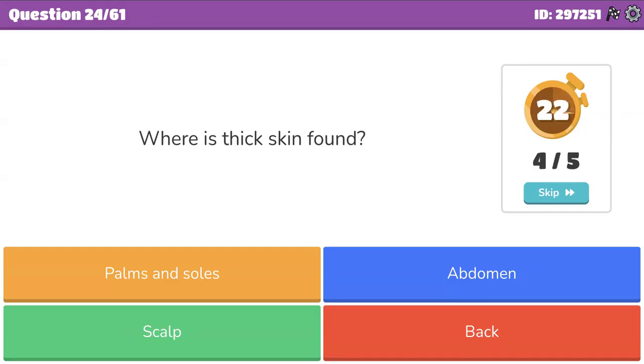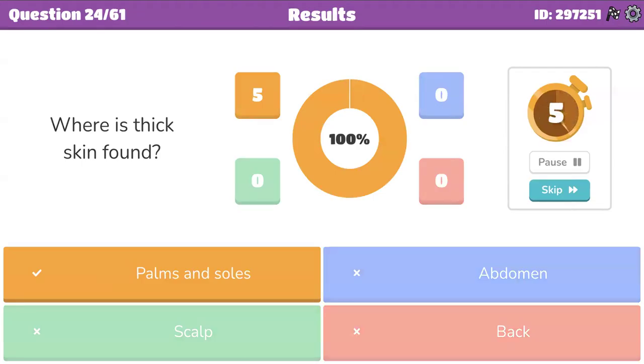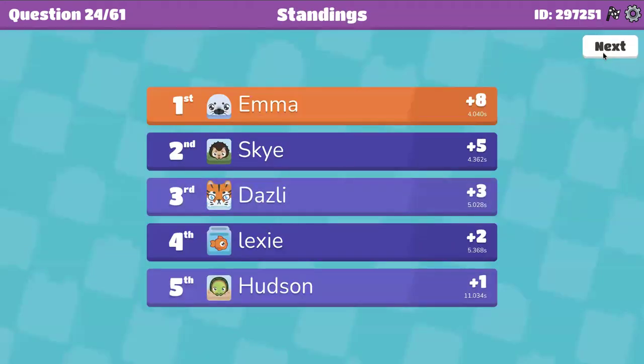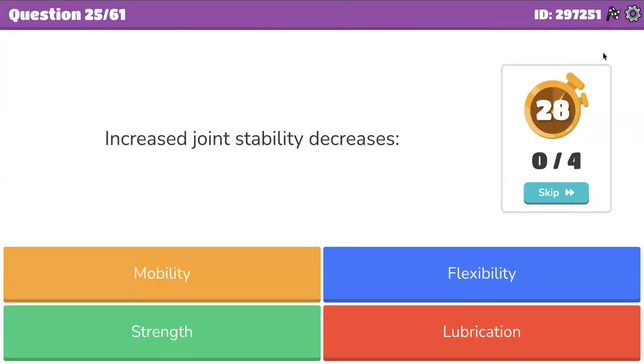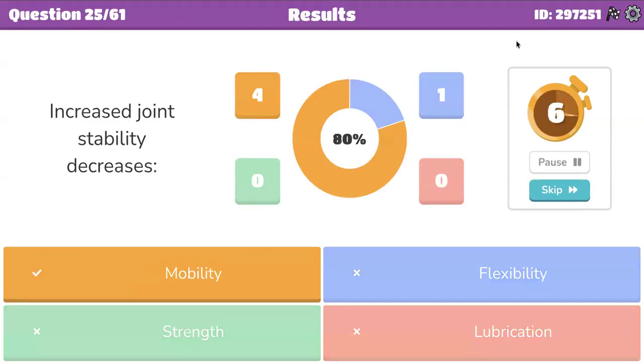Where is thick skin found? This is good to know if you go rock climbing or you work with your hands and feet a lot, or if you walk around barefoot a lot. Thick skin is found on your palms and soles of your feet. I learned that some animals have thick skin on their belly if they are on their bellies a lot. That's pretty cool. So it's based on where you move a lot. Increased joint stability decreases what? Does it decrease your flexibility, your strength, your lubrication, your mobility?